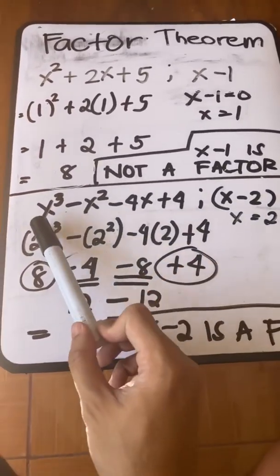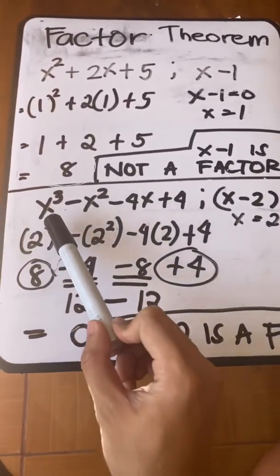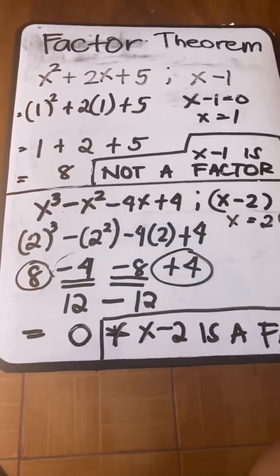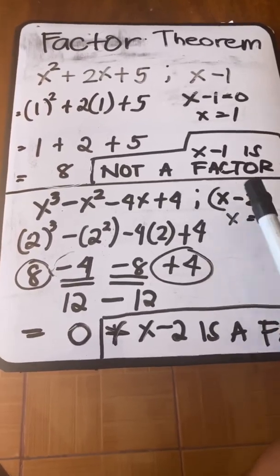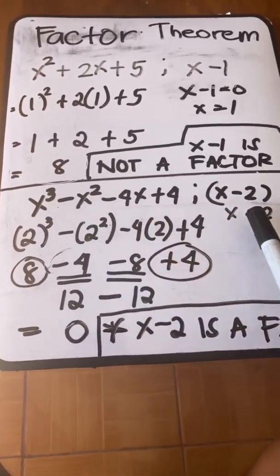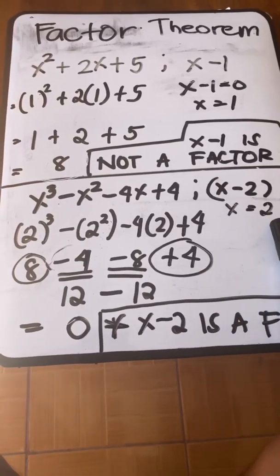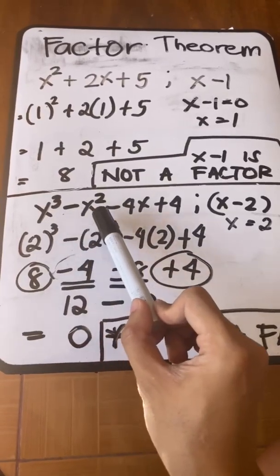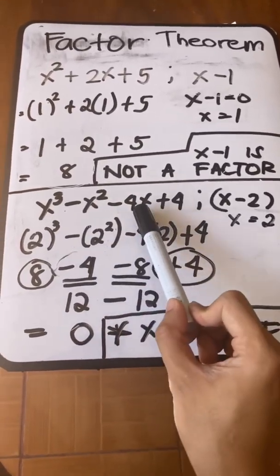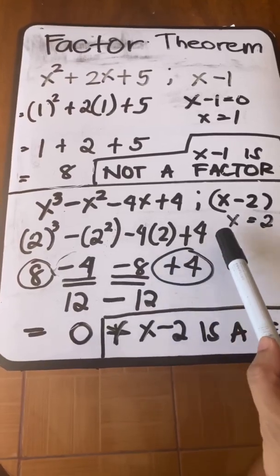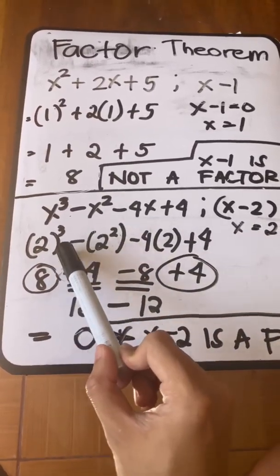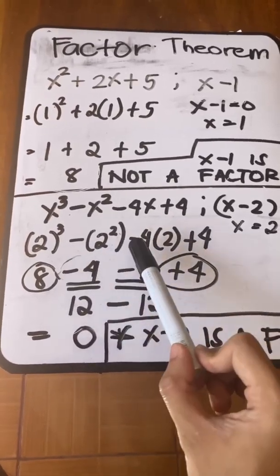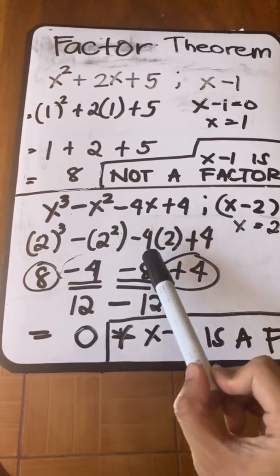Now, so let's have the second example. So, for the second one, we have here x cubed minus x squared minus 4x plus 4. Then, we're going to look if x minus 2 ba is a factor of this polynomial. Let's start. So, x will now be positive 2. We substitute 2 cubed minus 2 squared minus 4 times 2 plus 4. So, 2 cubed is 2 times 2 times 2. So, that is 8. Minus 4, 2 squared is 4. Minus 4 times 2. Negative 4 times 2 is negative 8.